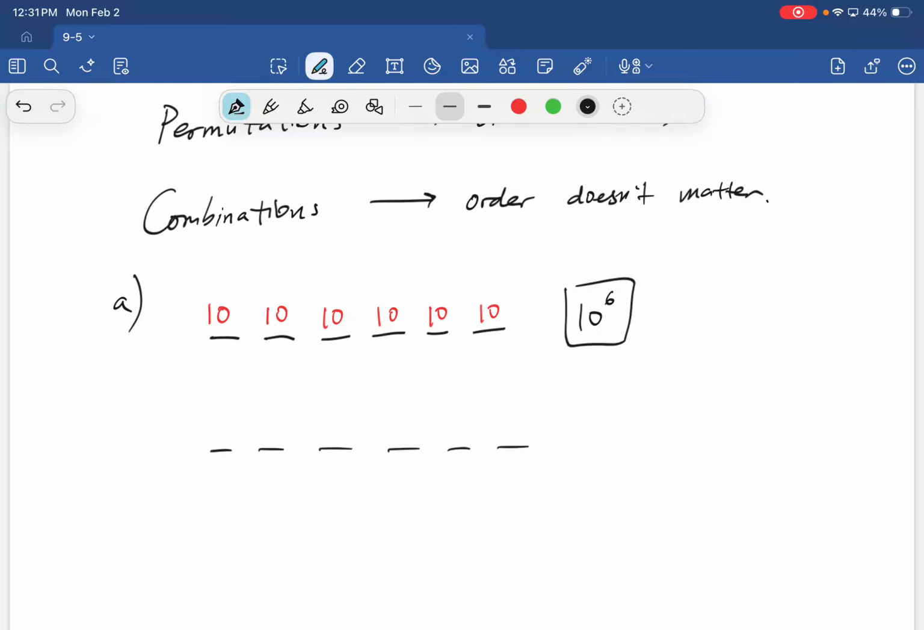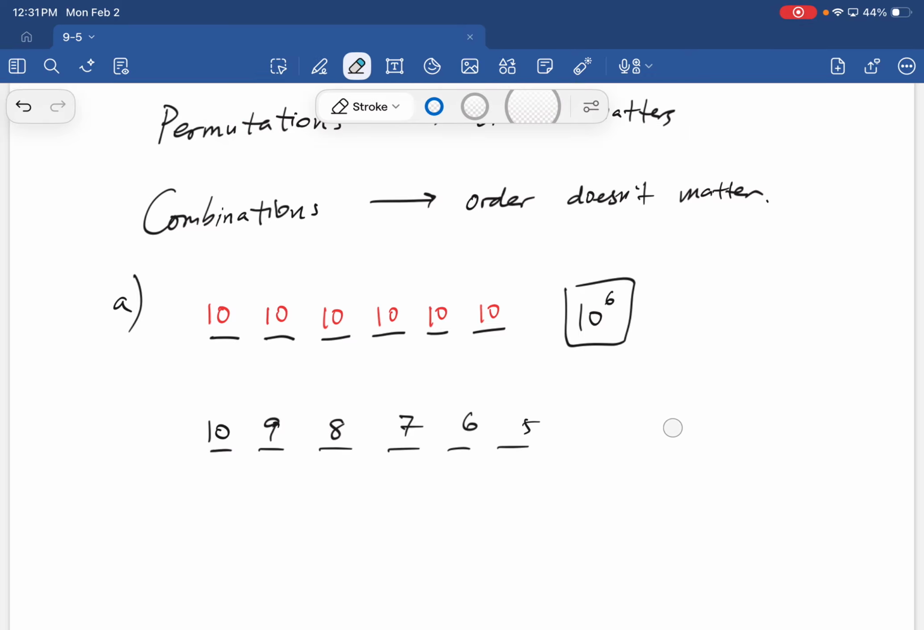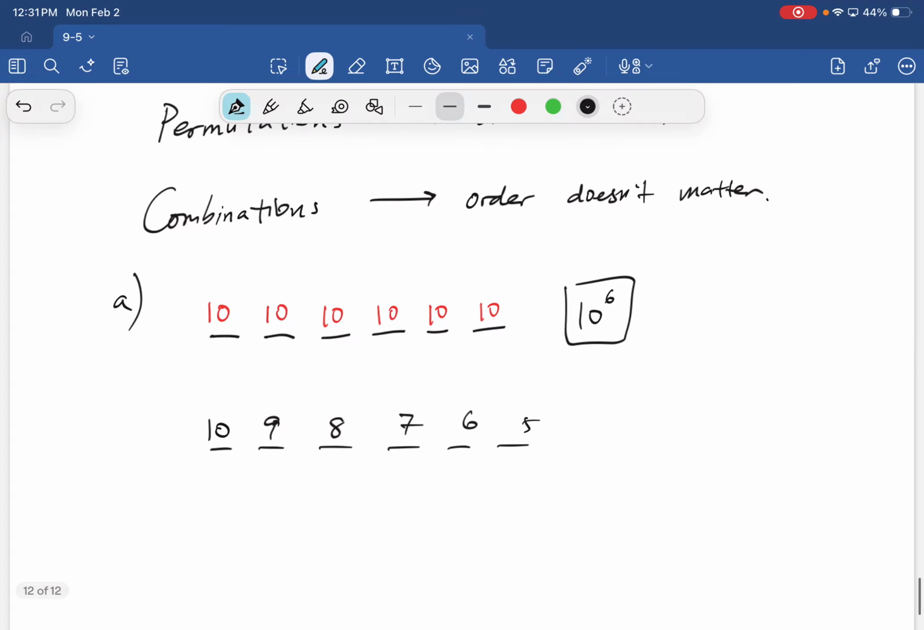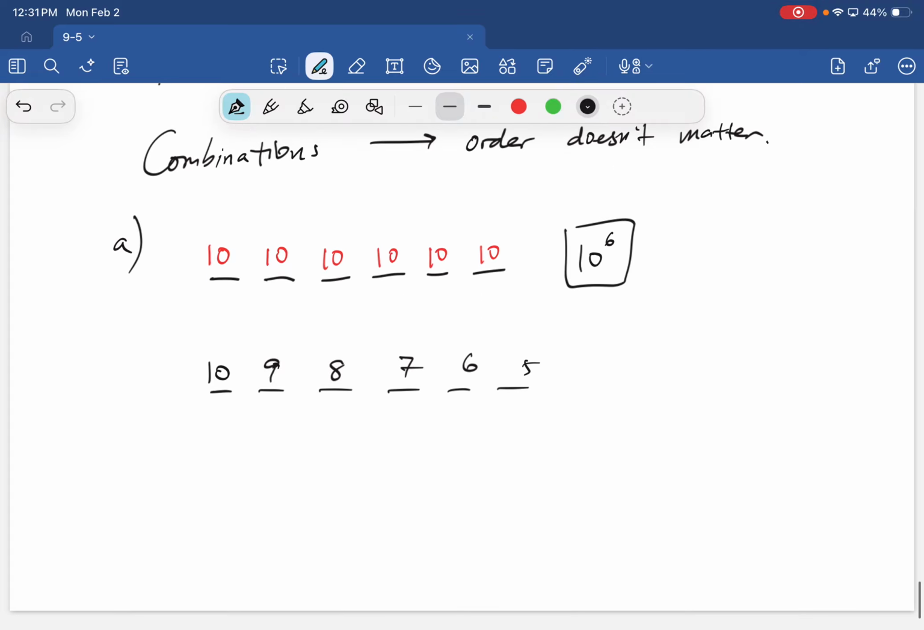Okay. Let me do question G now. Question G is the same, except now repetition is not allowed. So each digit can only be used once. Once again, I'm going to start by filling the last bucket, the last digit. It has to be 5 once again, so I only have one choice. Now my question is, how many choices do I have for the first digit?